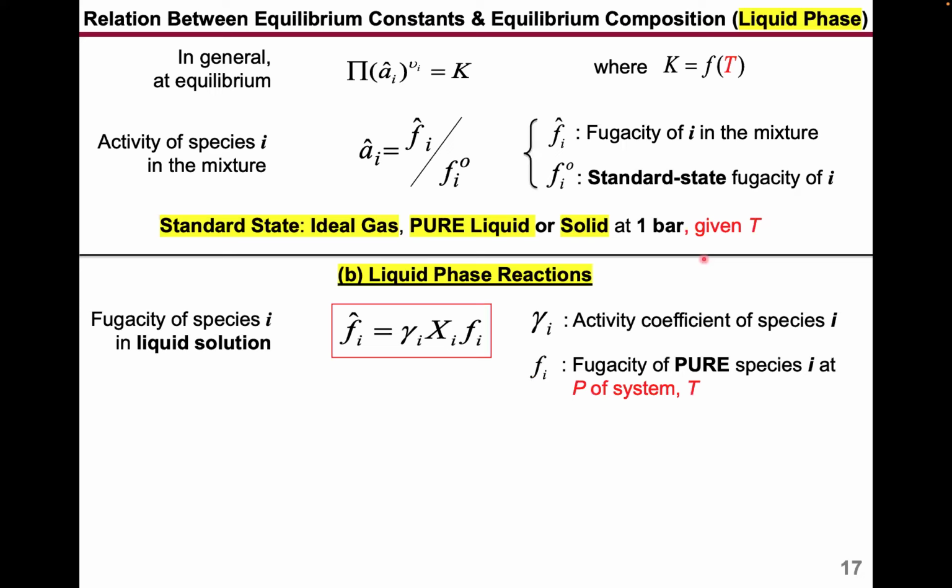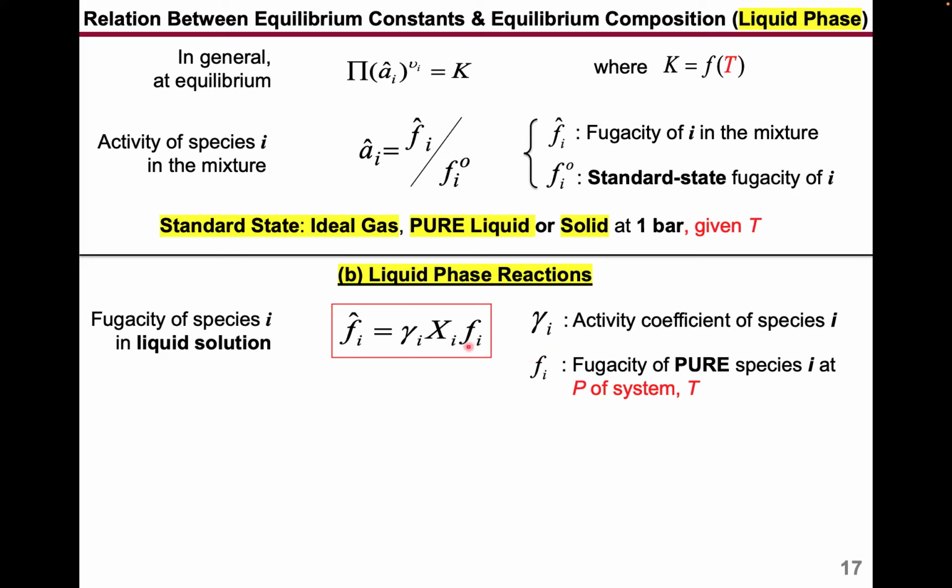Now for a liquid phase reaction, the fugacity of species i in the liquid solution, Fi hat, is equal to the activity coefficient gamma i times xi, the molar fraction of species i in the liquid solution, times the fugacity of the pure species i at the system pressure and temperature. We already gave you this equation in the previous lecture, so we are not going into detail, but you already know how to calculate gamma i.